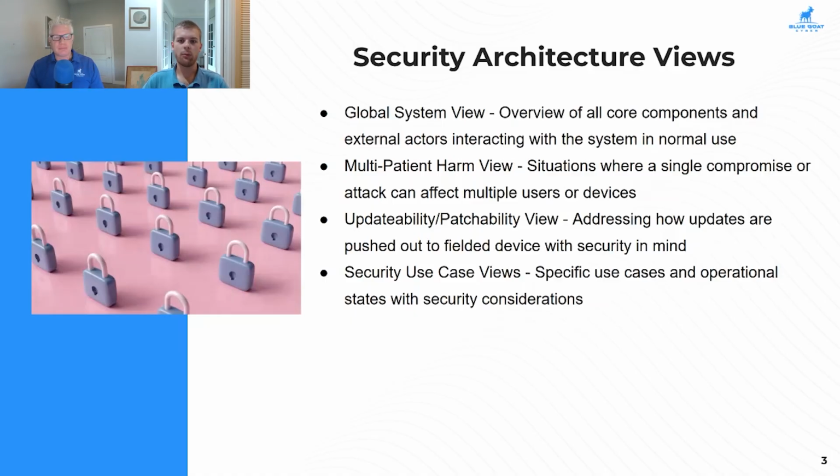Now, while that's very important, we have to make sure that everything in the device is captured to a great level of detail as well. That's going to make up our overall global system view. The multi-patient harm view, we're capturing specific situations or specific use cases where a single compromise or attack can affect multiple users or devices. This is going to be very broad and unique based on the device. Every device has a unique risk profile, and every device is going to have unique multi-patient harm views. We'll talk about some examples of common ones and ways to mitigate them in a bit here.